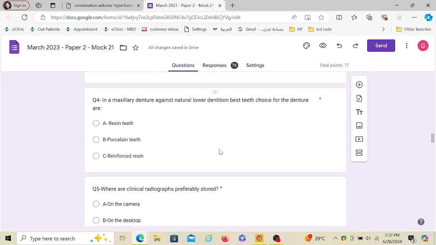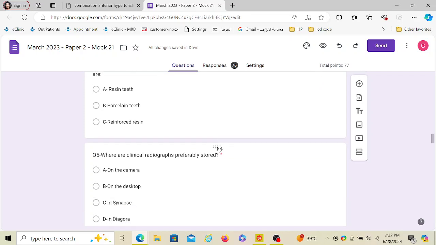In a maxillary denture against natural lower dentition, best teeth of choice for the denture are. Oh, this is a nice question. See, you should never put porcelain teeth against a natural set of teeth because they are going to break and fracture, because porcelain is nothing but pure glass. And if you give it a hit against natural teeth, then it's going to fracture. So the best one is acrylic resin teeth. That should be your answer of choice. That is A, resin teeth. Reinforced resin is not wrong, but if I have a pure acrylic resin, I'm going to go with that.